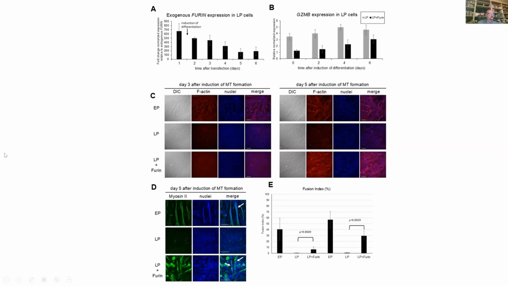Here's the, oh, I've got to put my cursor over here, I'm sorry. Here's the young cells, they're making muscle, older cells, not so much. And then after we transfected it with the gene product for furin, we got muscle again. So we actually turned back the clock of time for them.